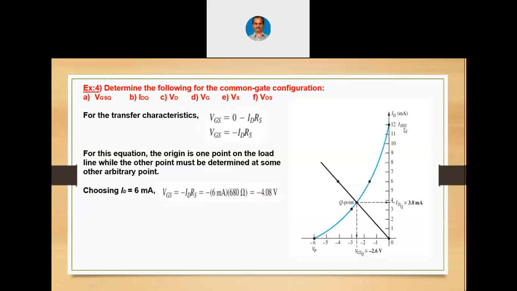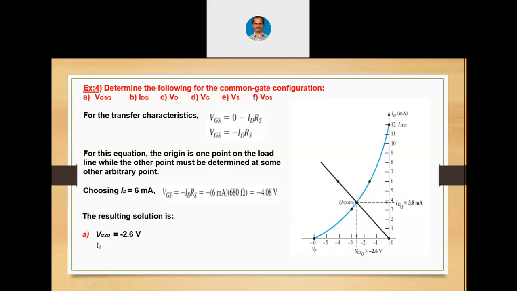Look at this Q point. The transition curve is already plotted, presuming that we already have followed all the procedures for plotting the transition curve. Now using this particular value of VGS, taking origin as well as the other point here at the top, you can see when ID equals 6 milliampere, correspondingly we get VGS equals around minus 4 volts. So using this particular point and this particular point, we draw a line and it cuts the transition curve somewhere here. So that corresponds to the quiescent current is 3.8 milliampere and the quiescent gate to source voltage is minus 2.6 volts. Now using these two, we can actually find out the other values.